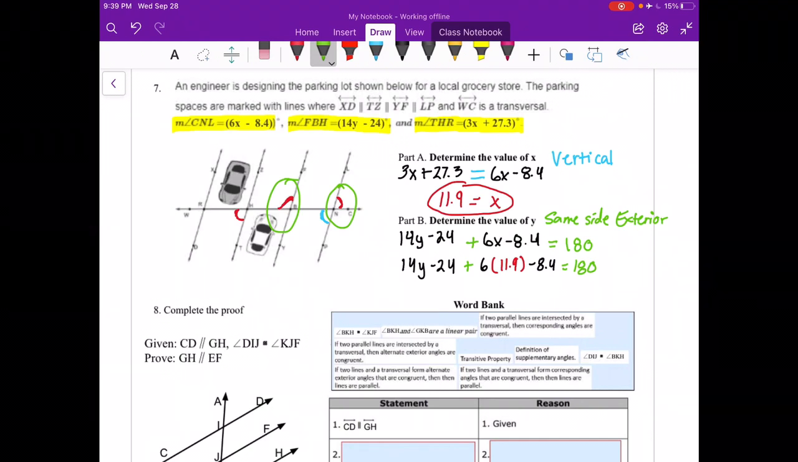So we should end up having an equation that looks a little something like this. Now, after we have substituted our x value back in, we're going to combine like terms, subtract 39 from both sides, and then divide by 14. This should leave us with the fact that y equals 10.1. And those are our final answers for question number 7.